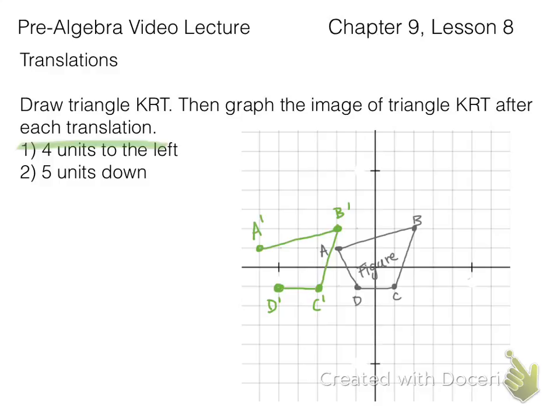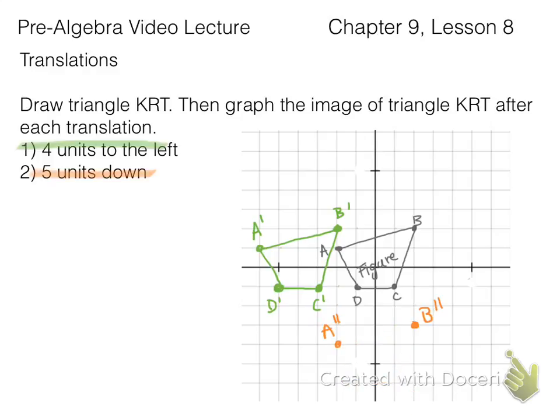And notice how I'm using that prime notation to denote the fact that this is now the image of the original figure. All right, the original figure does not have prime notation. The new figure, which is called the image, does have prime notation. All right, and now I'm going to do number 2, and I'm going to do it in orange. And I'm going to go back to the original figure, figure ABCD, and I'm going to write a new figure, and it's going to be 5 units down. So there it is. Actually, I can show you.